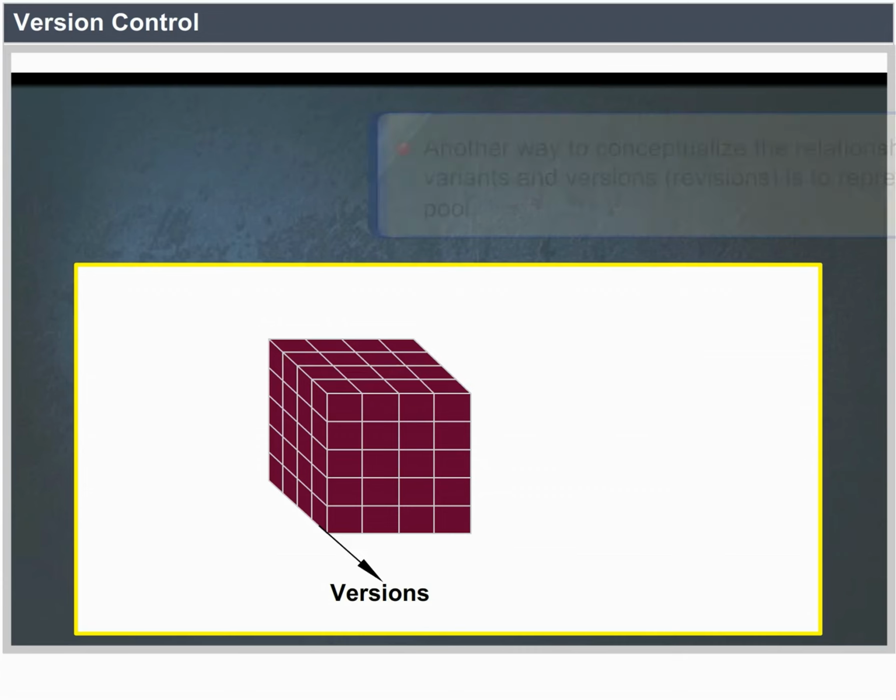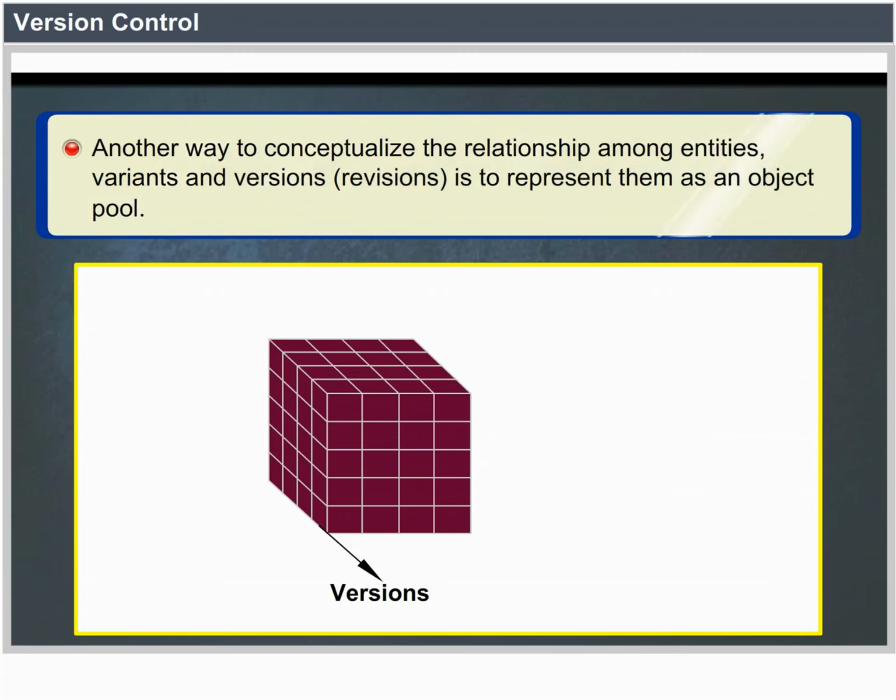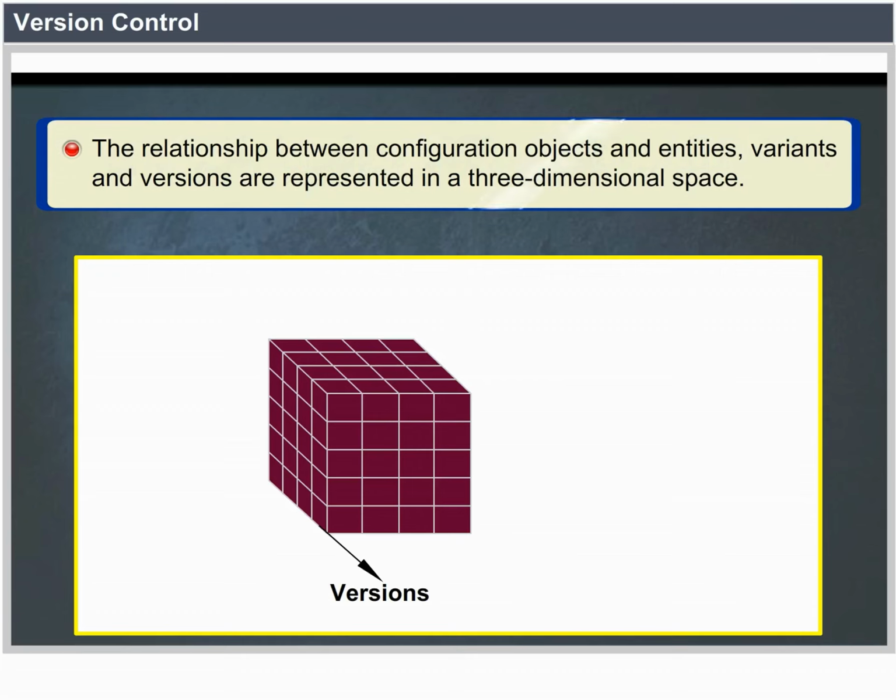Another way to conceptualize the relationship between entities, variants, and versions, revisions, is to represent them as an object pool. The relationship between configuration objects and entities, variants, and versions can be represented in a three-dimensional space.